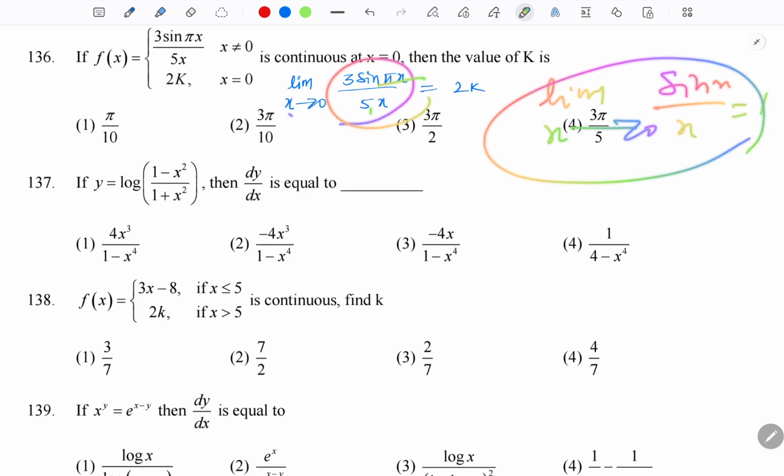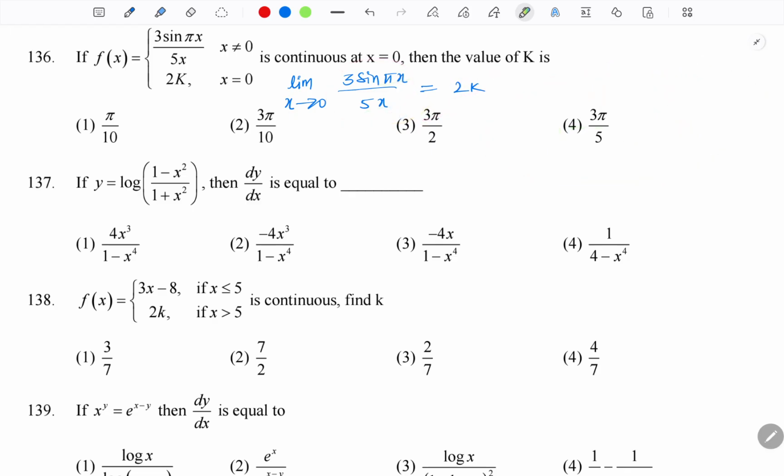Sine pi x, I am dividing by pi x and multiplying by pi x. That is our first target. Then we will get the limit, it is very easy. Only one line. That implies limit x approaches 0, here I am writing 3 by 5x outside. Then I will multiply and divide by pi. Then the answer is very easy. Then 3 by 5 sine pi x by pi x times pi equal to 2k.